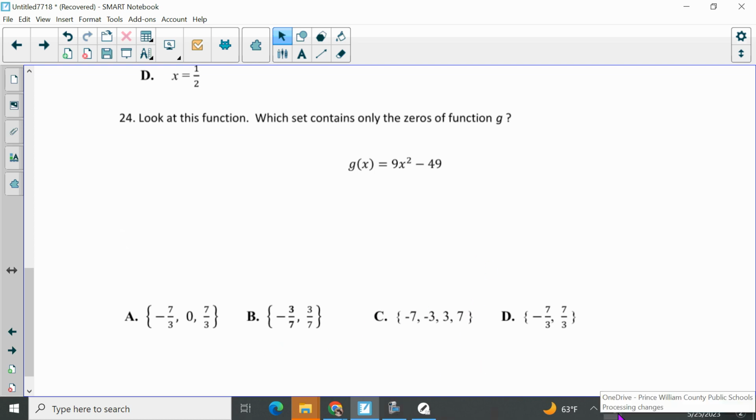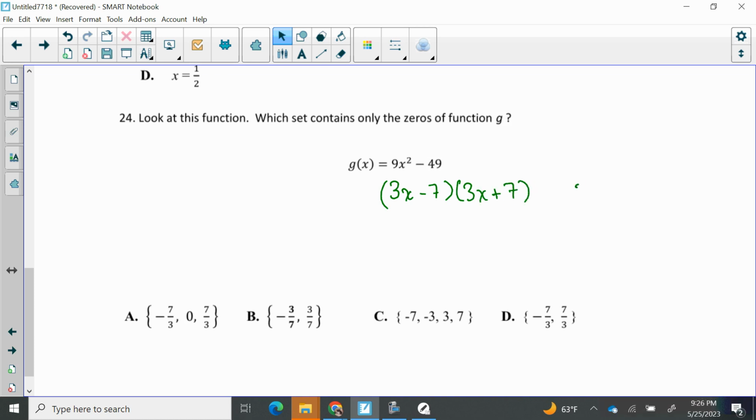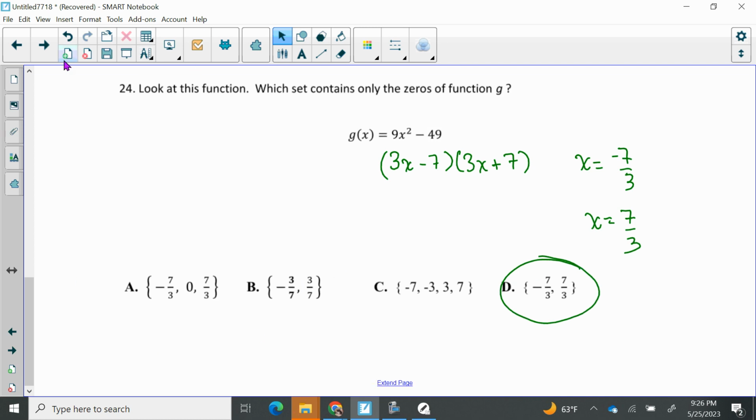All right, and this is a difference of 2 squares. So this is 3x minus 7 times 3x plus 7. So our zeros are going to be x equals negative 7/3 and x equals positive 7/3. Okay. Again, I don't mind if you use Desmos, but I do want you to be able to factor well. If there's anything I could tell you to always work on, it's solving equations and factoring.